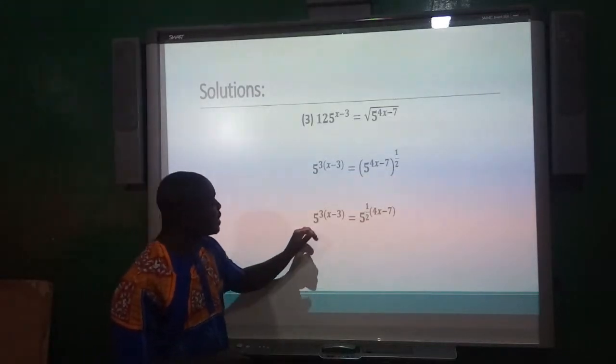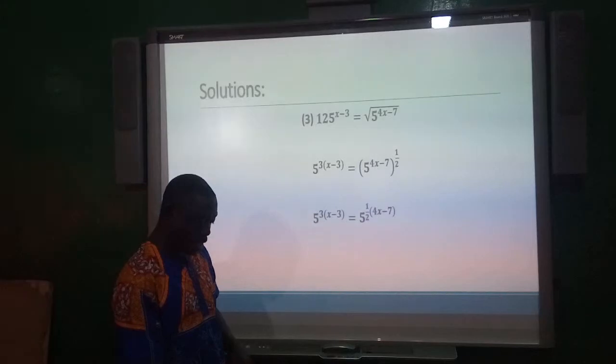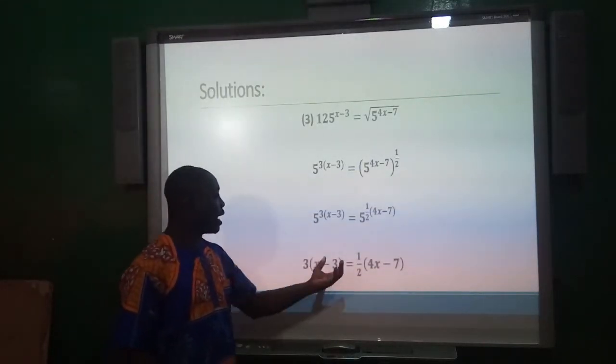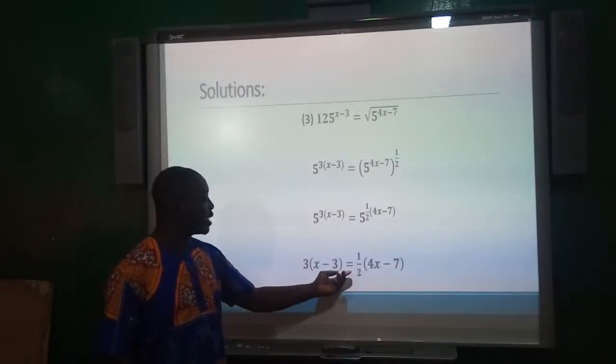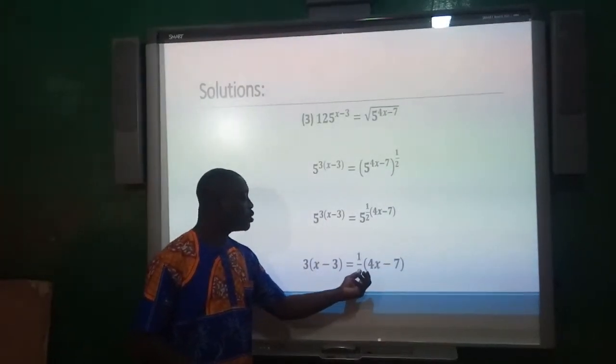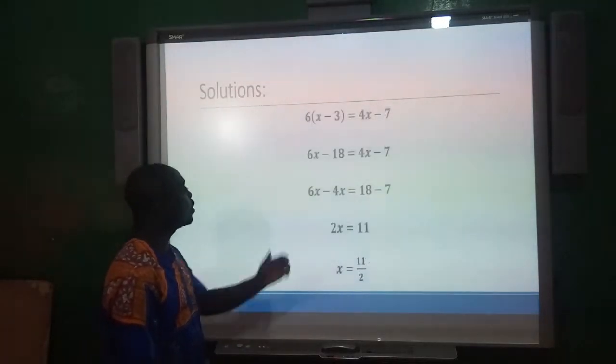Now what you see is that the bases are the same. You have 5 and 5. So we can now equate the exponents. So we have 3 into x minus 3 equal to half into 4x minus 7. So what you have to do is solve this simple equation.